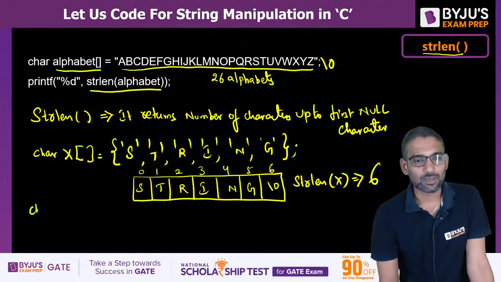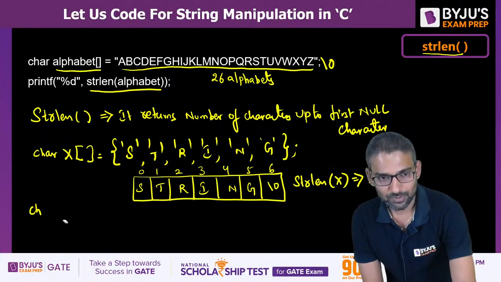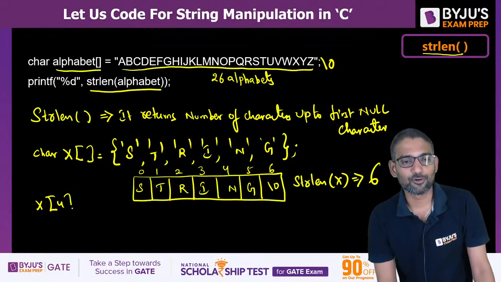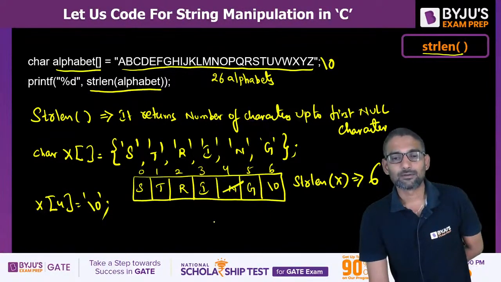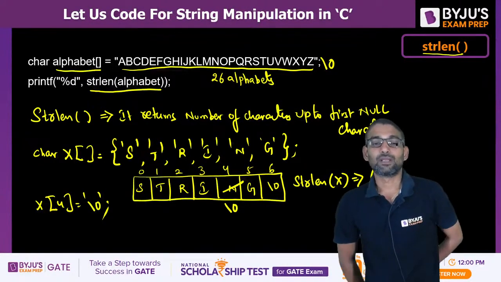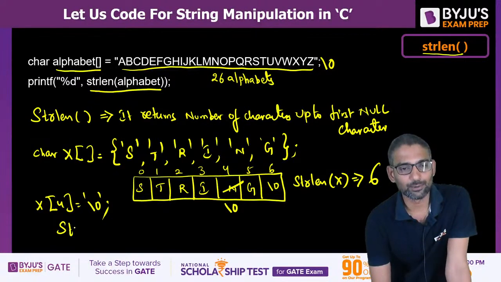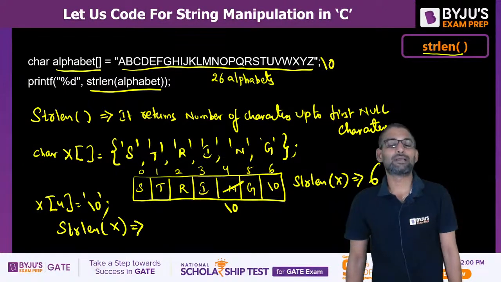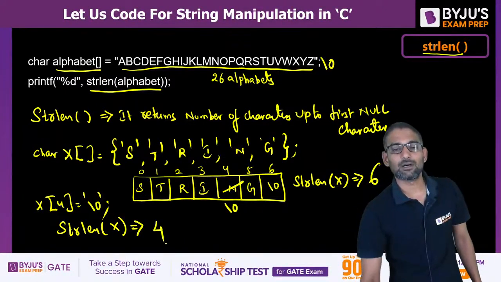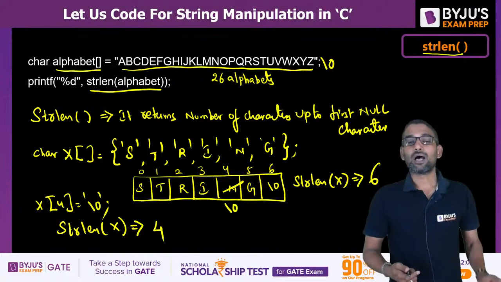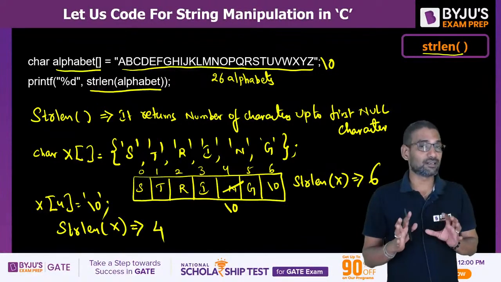Now suppose if I make x of 4 is equal to null, that means 4th character manually I am assigning null. Now if I try to calculate strlen, it will give what? 4 as the output. Why? It is not counting G. Why? Up to first null. So this is little confusing now.